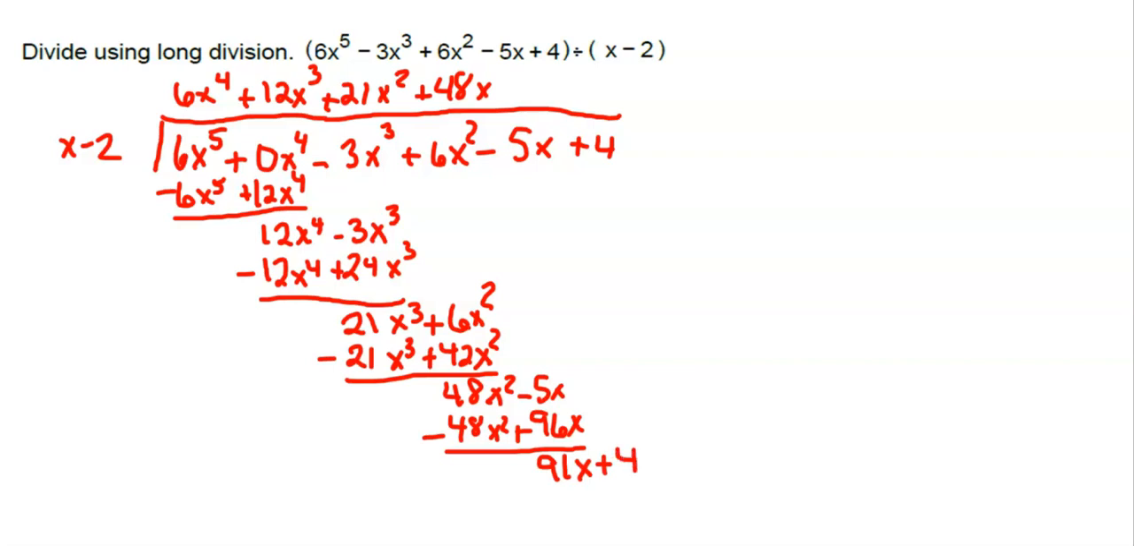And x times what is 91x? That's 91. 91 times x is 91x. 91 times negative 2 is negative 182. Draw a line, change the signs, and add. We get a remainder of 186. So our final answer is 6x to the 4th plus 12x to the 3rd plus 21x squared plus 48x plus 91 plus 186 over x minus 2.